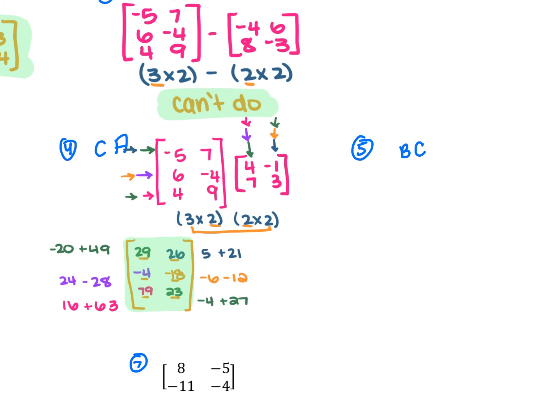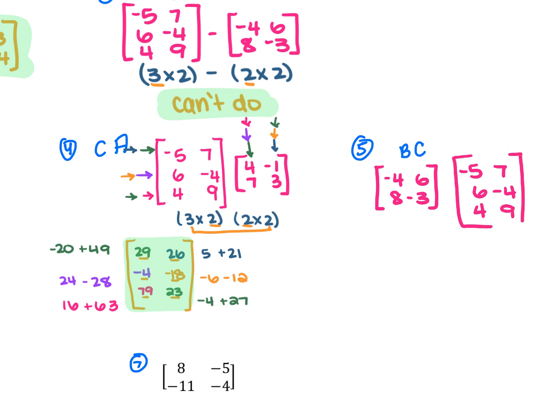For number 5, you have B times C. So for this one, we're going to have the matrix of -4, 6, 8, -3, times the matrix of -5, 7, 6, -4, 4, 9. The dimensions of your first matrix there is a 2 by 2. The dimensions of the second is a 3 by 2. The two numbers that are on the inside are not the same, so you cannot do this one.